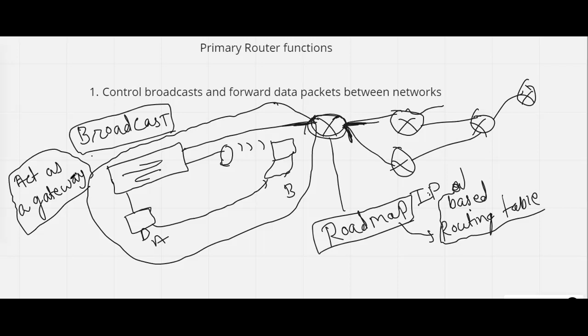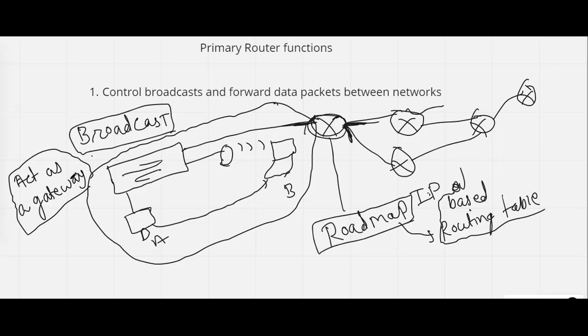So those are the main functions. Let's review again. What is the main function? It controls the broadcast and forwards data packets between the networks. That is the main function of the router. It also limits the broadcast. It won't let your local PCs broadcast to another PC outside your local area network.